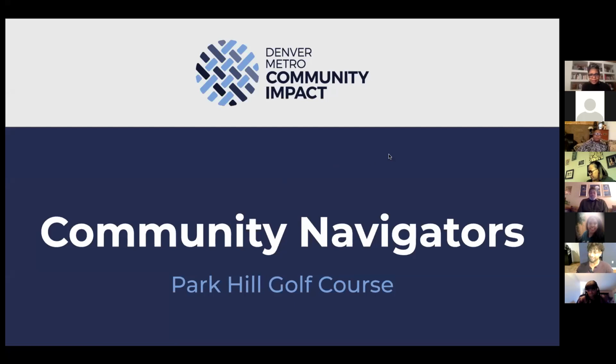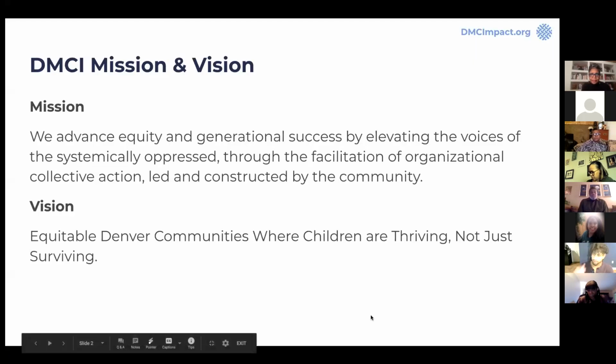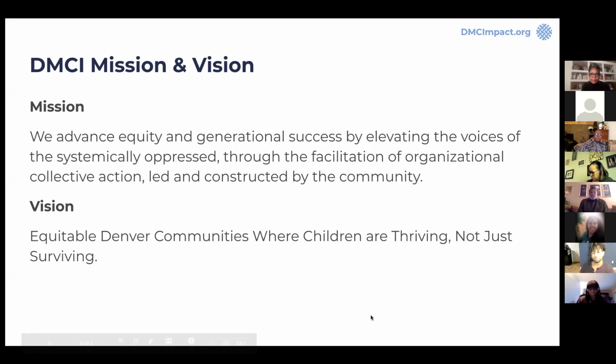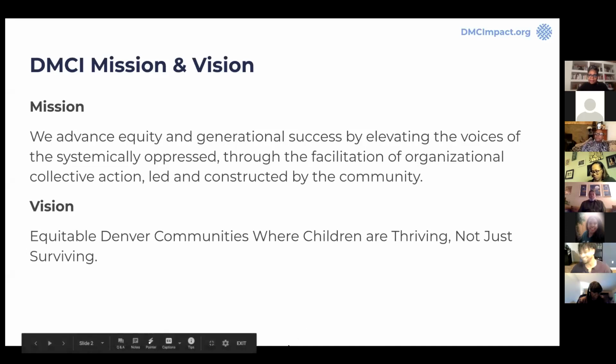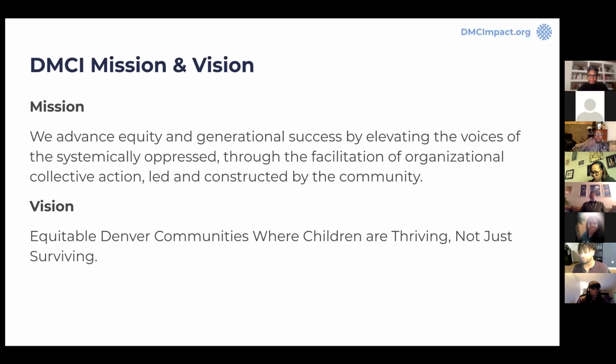Cool. All right. So, like I said, community navigators, Park Hill Golf Course. DMCI, of course, stands for Denver Metro Community Impact. We used to be called Park Hill Collective Impact, and changed our name in the summer of 2020 to reflect some of the changes of the neighborhood, to reflect our intention for creating equitable environments around the Denver metro area, specifically in Park Hill at first, and what that looks like for a neighborhood that is obviously gentrifying. Gentrification is the process of improvement in the community, but from a property standpoint, the displacement that comes from gentrification is the problem that people are most aware of, that negatively associates the gentrification issue.